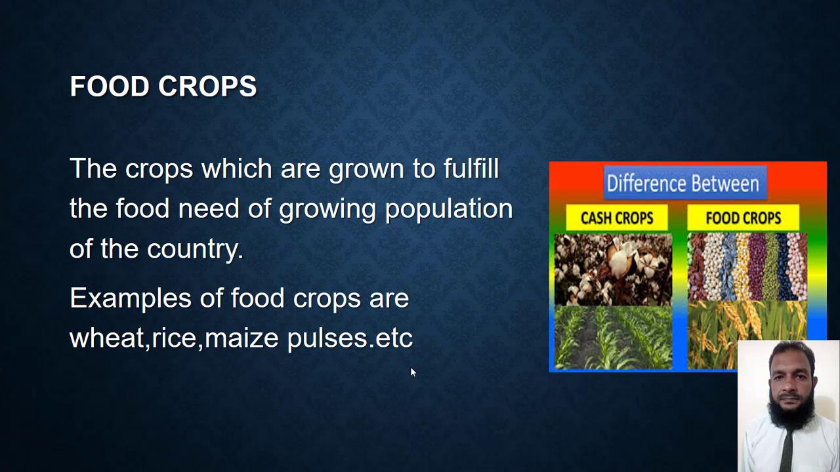The second category is food crops. The crops which are grown to fulfill the food need of growing population of the country are called the food crops. Examples of food crops are wheat, rice, maize, pulses, etc.